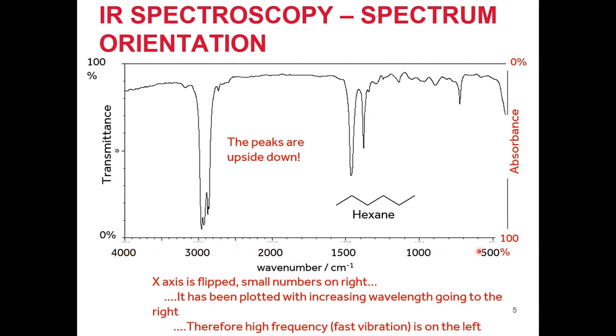Now for infrared spectroscopy we work in a unit called wave numbers, which is how many wavelengths you can fit into 1 centimetre. So as you move to the left of the spectrum, we can fit more wavelengths into 1 centimetre, which means that the wavelength is getting shorter. So high frequency, fast vibrations are found on the left-hand side of the spectrum, and as we go to the right, we're seeing lower frequency, slower vibrations.